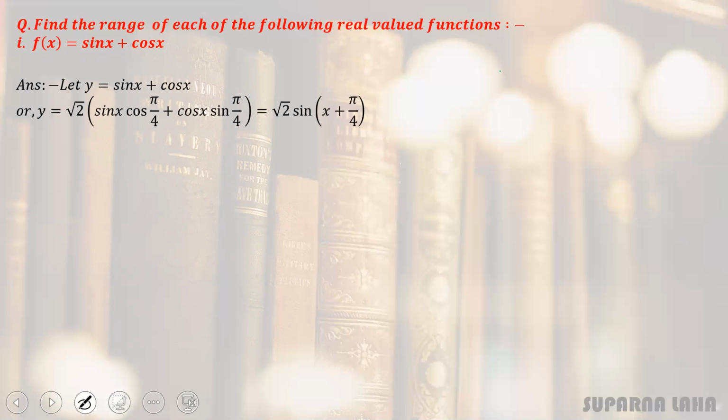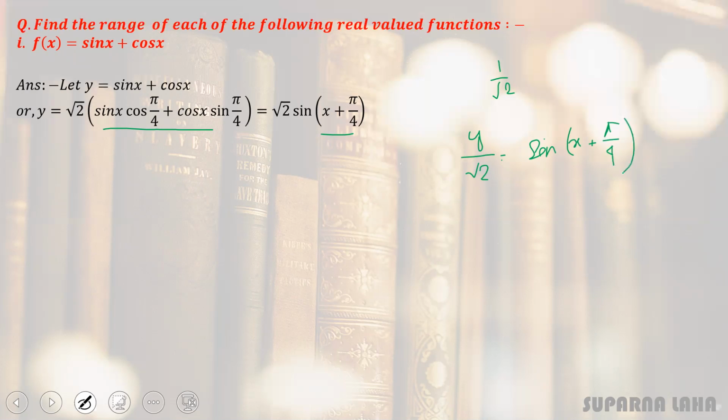Now 1 upon root 2 means sin pi by 4 or cos pi by 4. So sin x, sin a cos b plus cos a sin b, that means sin of a plus b. So root 2 into sin of x plus pi by 4. So this function I can write as y upon root 2 is equal to what? sin of x plus pi by 4.